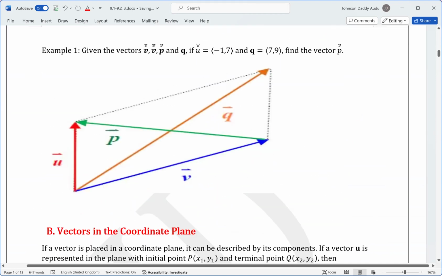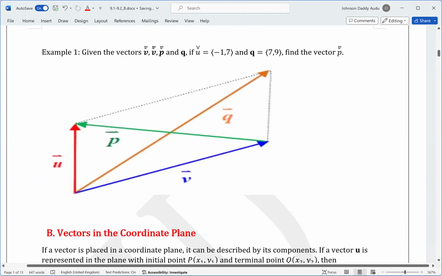Now let's just answer one question here. If you look at this question, you are given four vectors: U, V, P, and Q. And you want to find vector P. So we're just going to use the ideas of the resultant. Now, when I say resultant, the first thing you should be looking out for is that you need to have a head-tail arrangement.